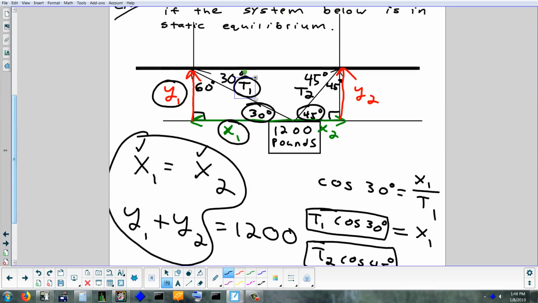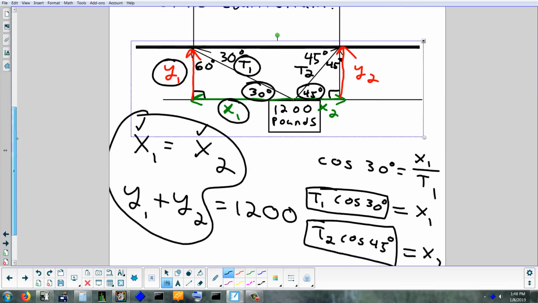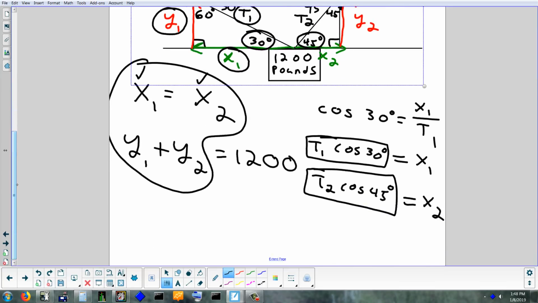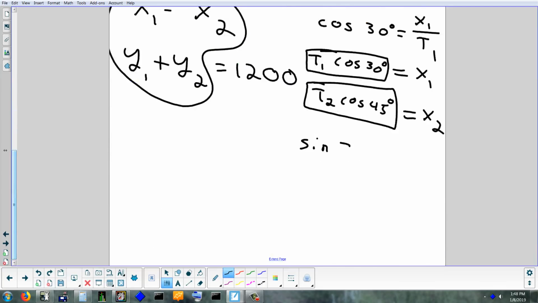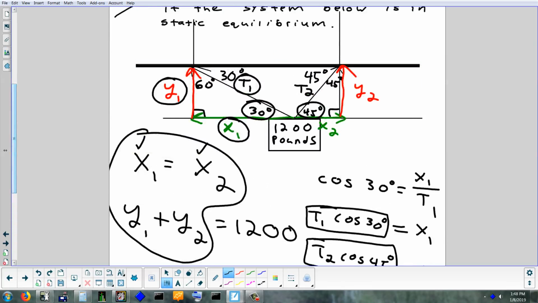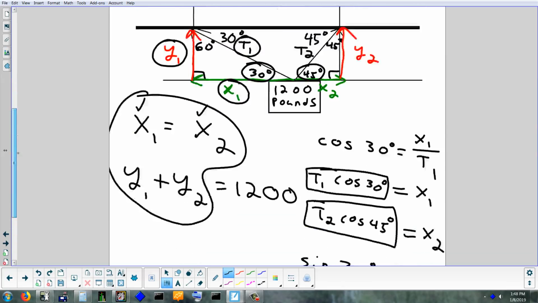What side is that from the perspective of the 30? Opposite and hypotenuse. Which trig function is that? Sine. So let's set that one up. It's going to look very similar, except cosine is going to be sine. That's the only difference. Sine is opposite over hypotenuse. y1 over t1.